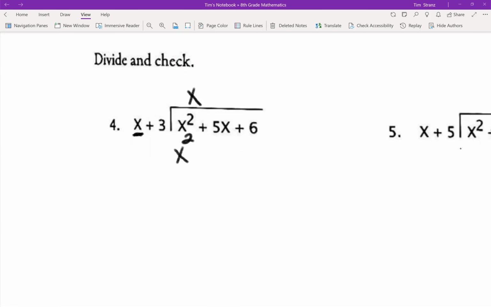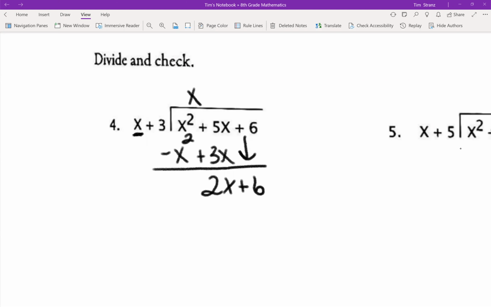Now, if we take x times 3, what do we get? We get a positive 3x. Just like regular division, we're going to subtract this. So when we take x squared minus x squared, those cancel out and make 0. A positive 5x minus a positive 3x is going to leave us with 2x. And then just like regular division, I'm going to bring down this positive 6 here.